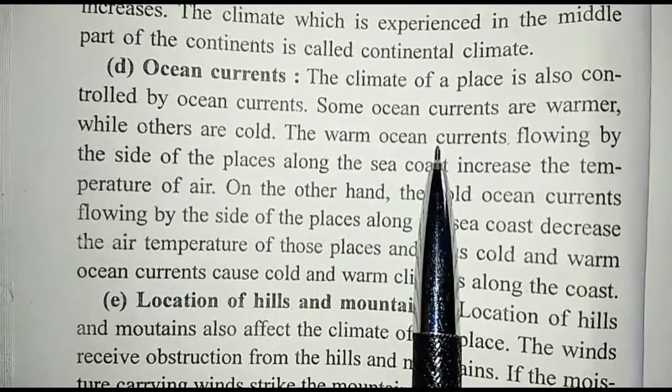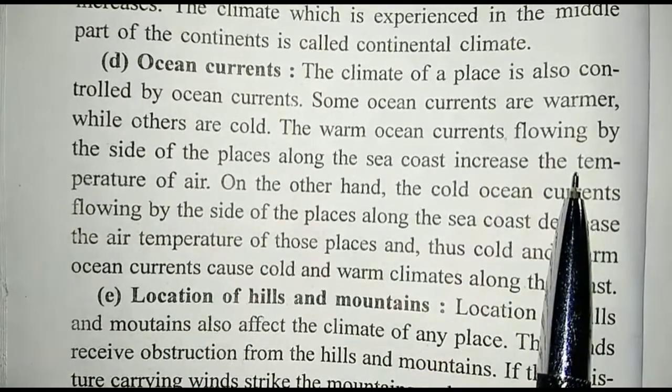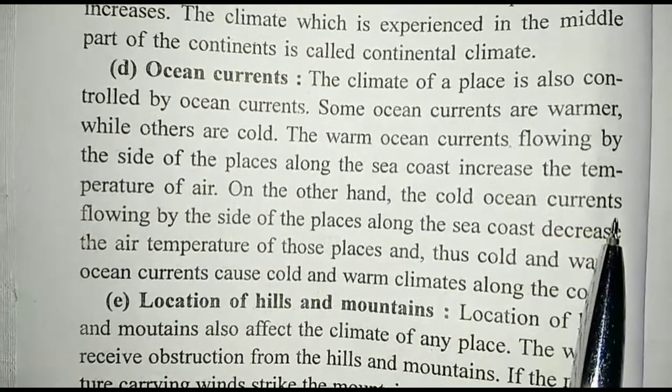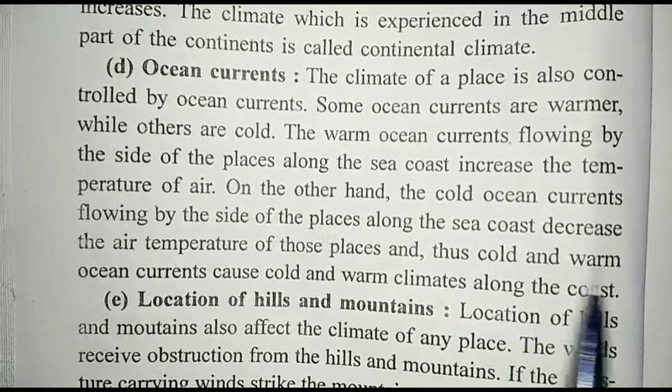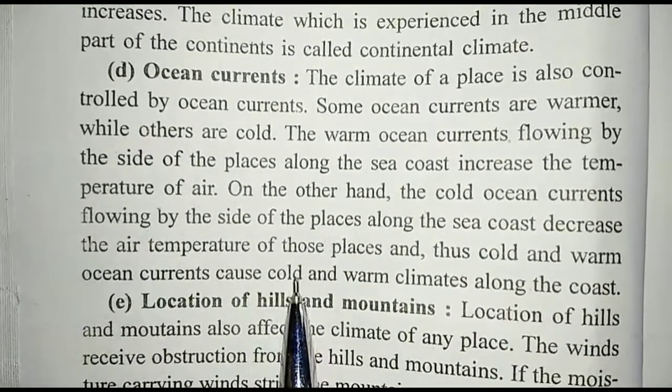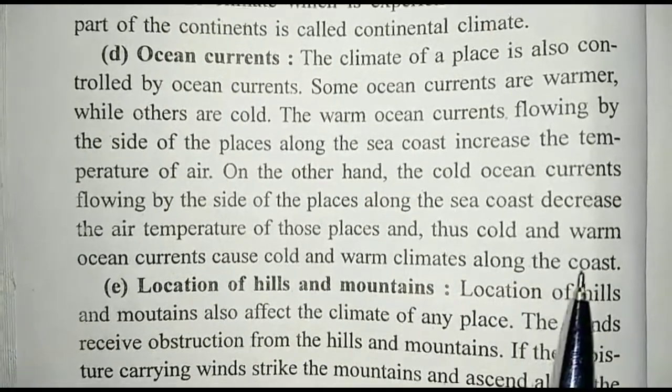মানে warm ocean currents flow কৰিলে temperature increase হয় আৰু cold ocean currents flow কৰিলে temperature decrease হয়. Means both cold and warm ocean currents cause the cold and warm climates along the coast.